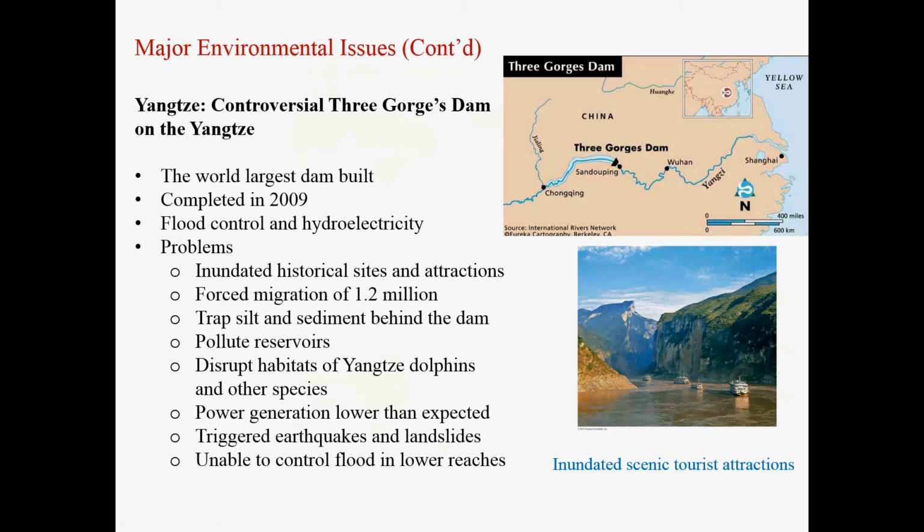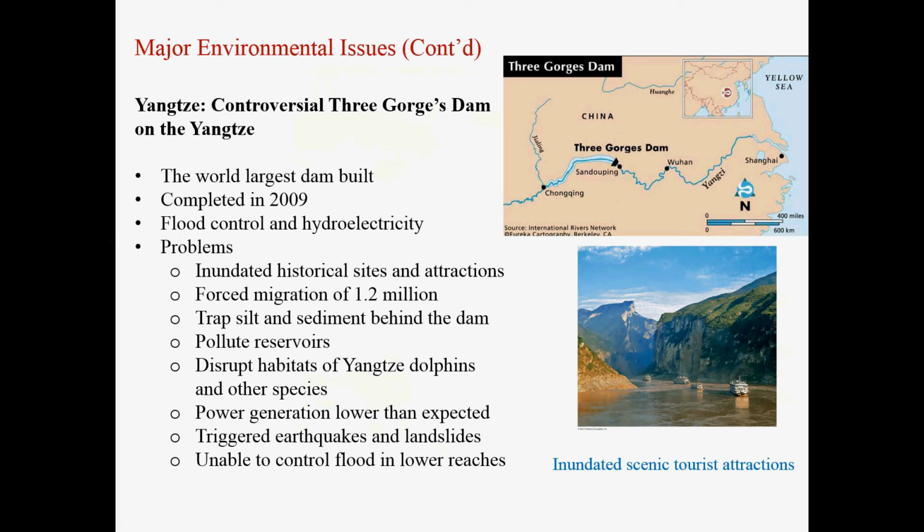Another river basin, the Yangtze River Basin, also has some very controversial issues. The most important is the Three Gorges Dam issue. The Three Gorges Dam was built here. This is the world's largest dam, which was completed in 2009. The main purposes of the Three Gorges Dam are to control floods and generate hydroelectricity.